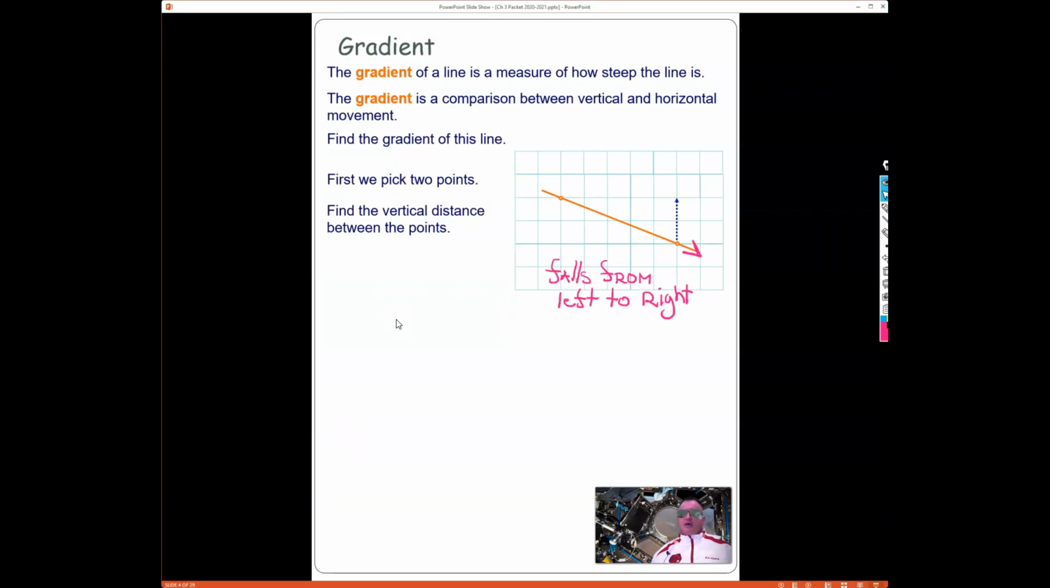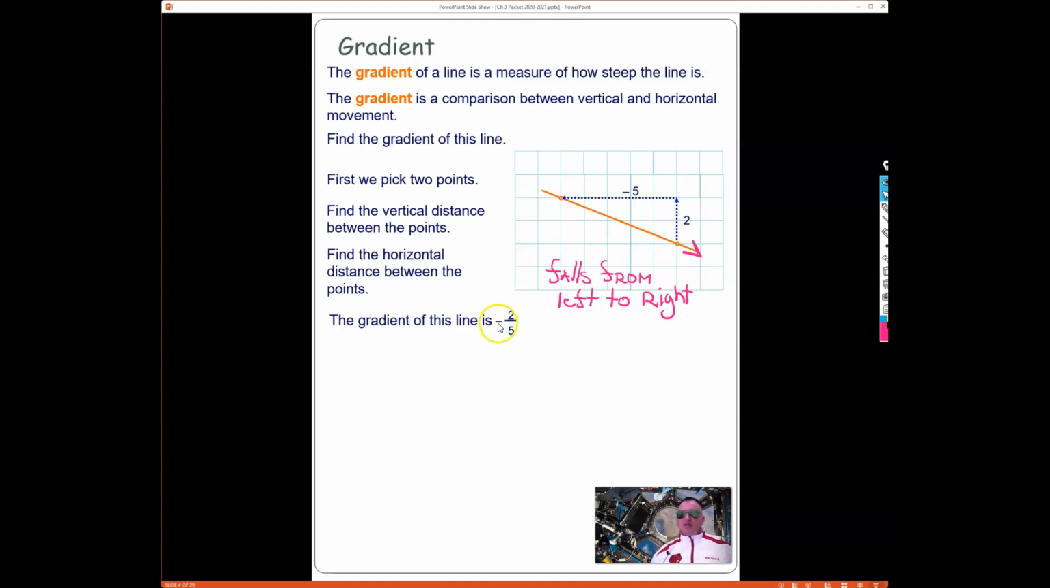And then how do you get from one to the other? It doesn't matter which point you pick. You could have started with the point on the top and worked your way to the point on the bottom. Doesn't matter. So in this case, I have to go 2 up, and then I have to go to the left 5 units. So my gradient is 2 up, 5 left.